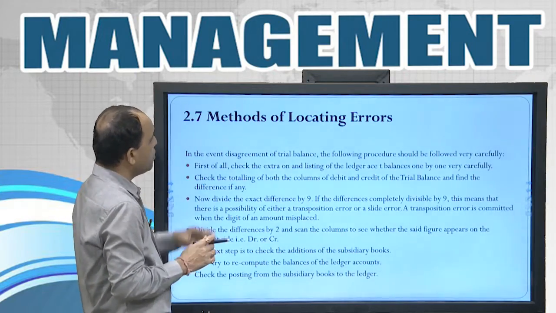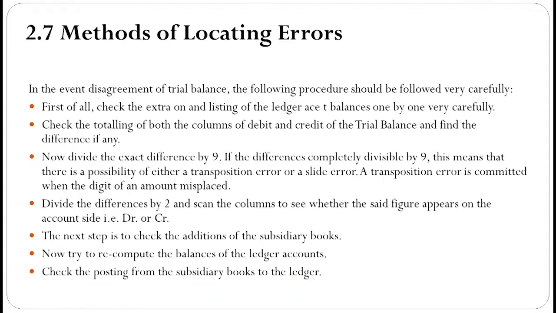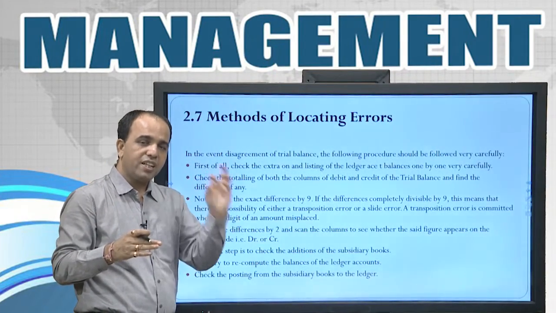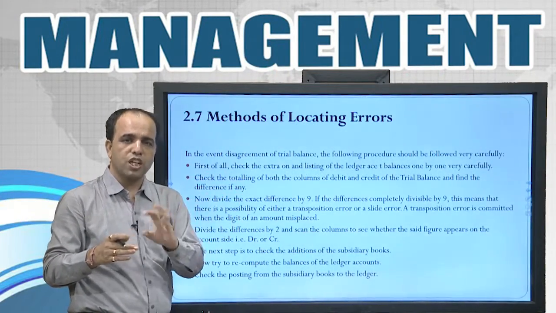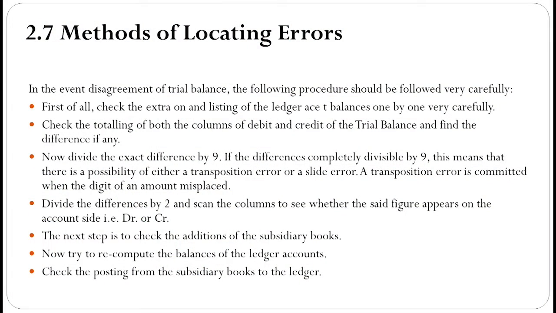Now see, if any trial balance does not agree, then how to locate the errors? First of all, check the posting or listing of the ledger account balances one by one very carefully. Means check balances one by one. Is there any ledger account balance remaining to be transferred to trial balance, right? Then number 2, check the totaling of both the columns of debit and credit side. If it does not tally, find out the error.